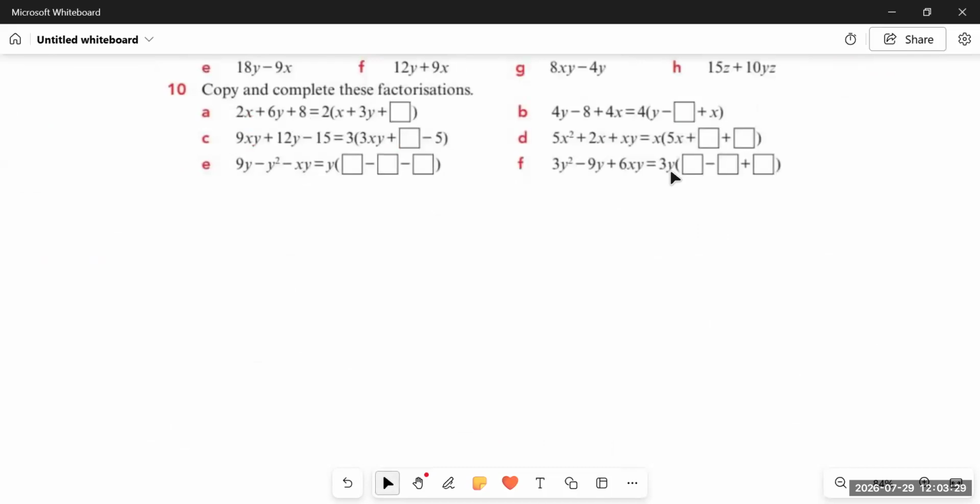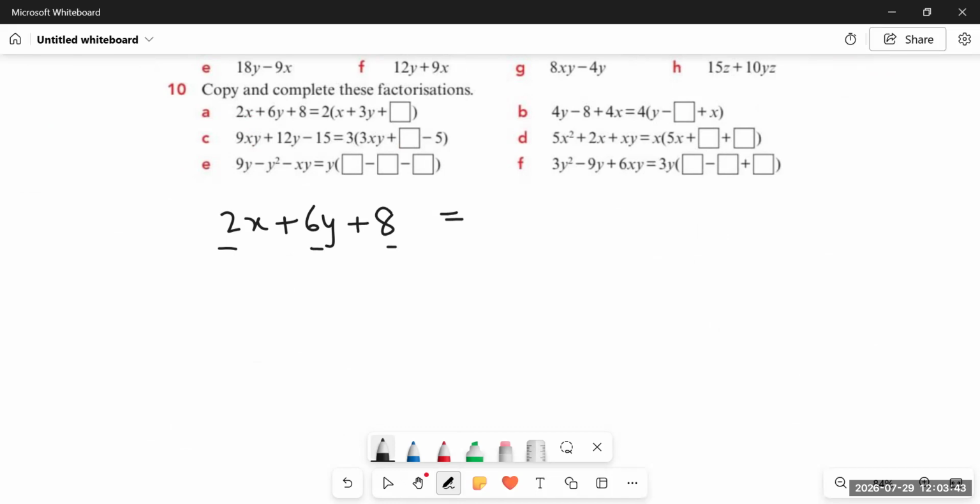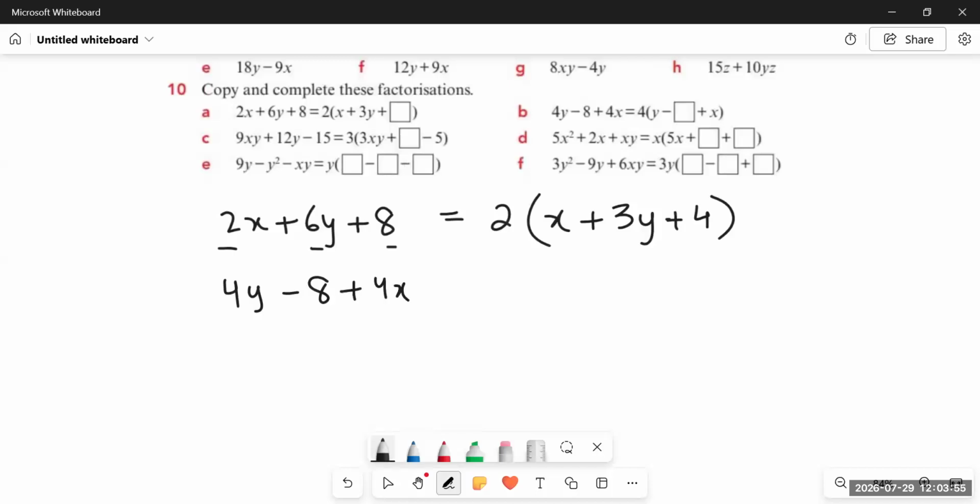Question number 10 says we have three terms now, and we have to find out the common factor among all three terms. So 2x plus 6y plus 8. 2, 6, and 8. If we find the highest common factor of them, it's 2 itself. 2 1s are 2, 2 3s are 6, 2 4s are 8. Then between 4, 8, and 4, what's in common? Of course, 4. We will take 4 outside. 4 1s are 4, 4 2s are 8, 4 1s are 4.